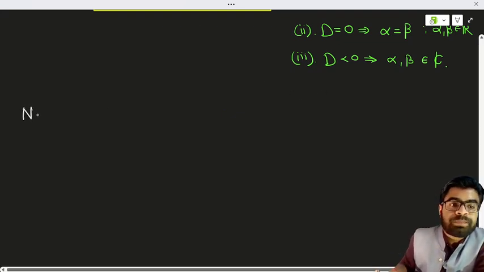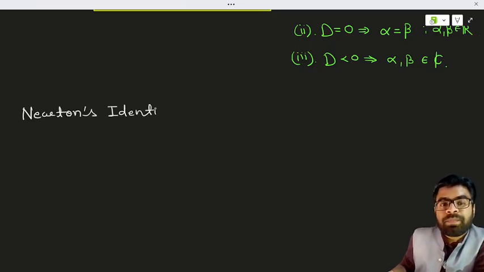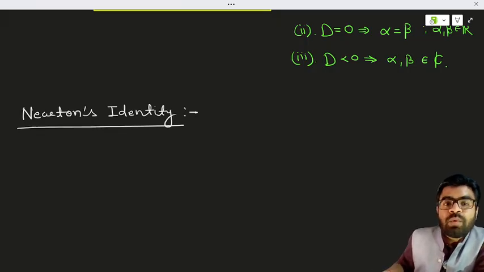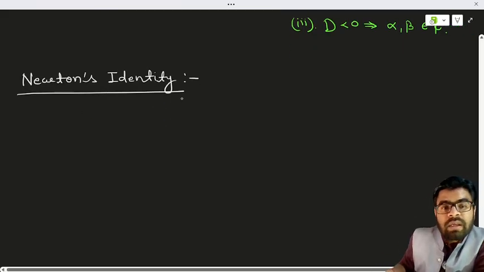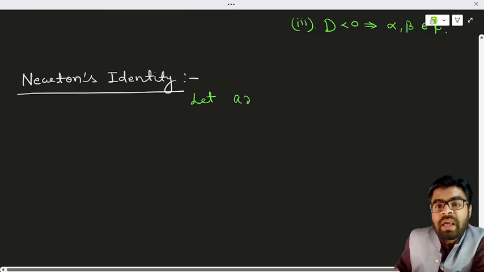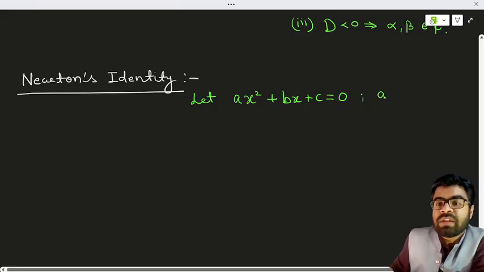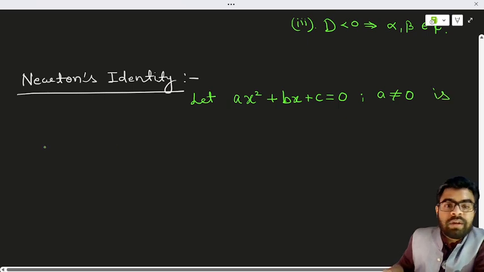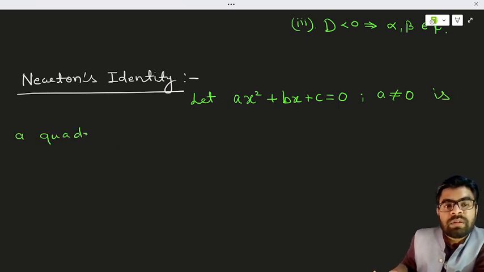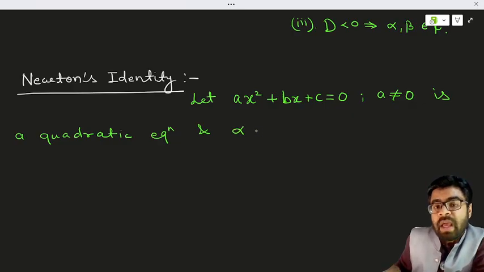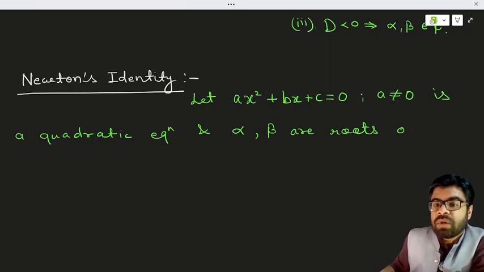Okay, so with the help of this concept, now we will see one more concept we have, that is Newton's identity, and then we will solve the PYQs. So Newton's identity. What it says is, let's suppose you have any quadratic equation ax square plus bx plus c equals 0, where definitely we can assume here that a is non-zero, it is a quadratic equation, and we are also assuming alpha, beta are the roots of this quadratic equation.